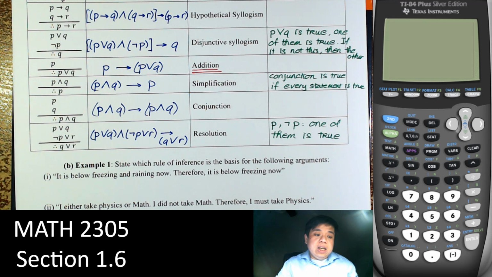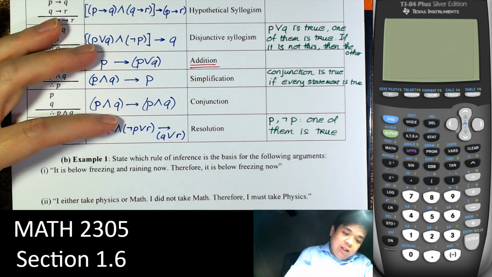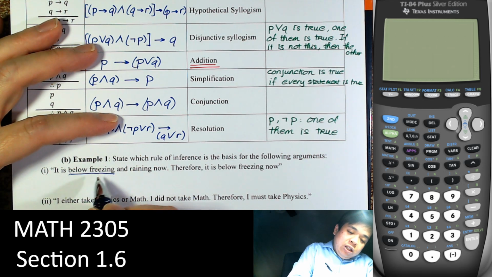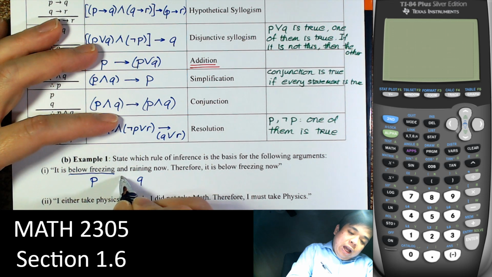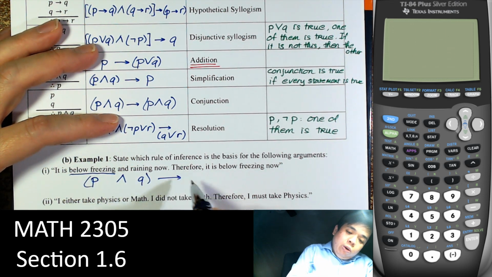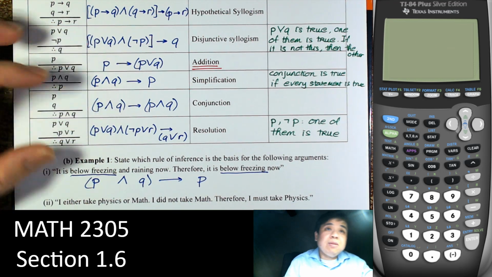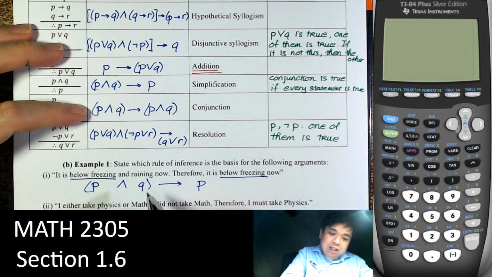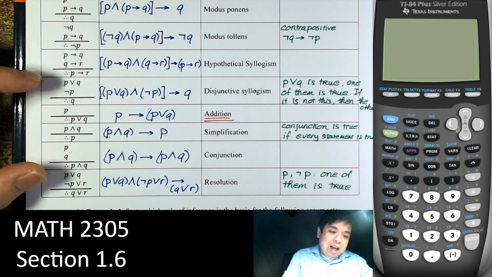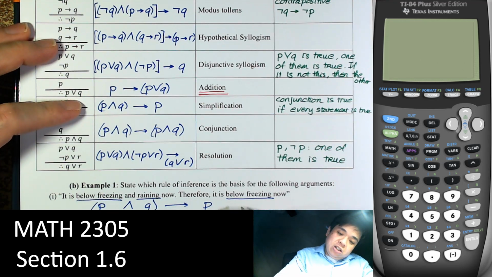So it is below freezing and raining now. So we just say below freezing and raining now. Therefore, it is below freezing. Right, as you see, that is this one. It's called the simplification.